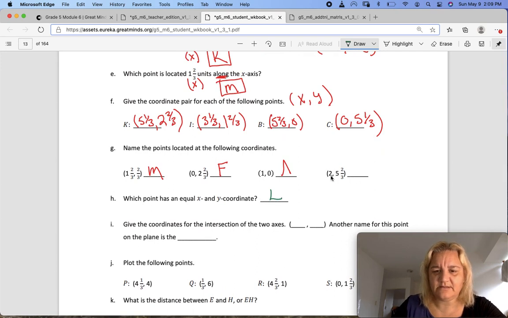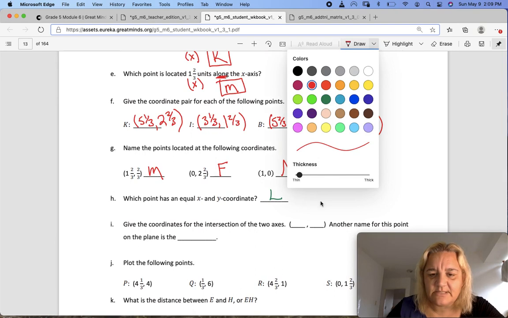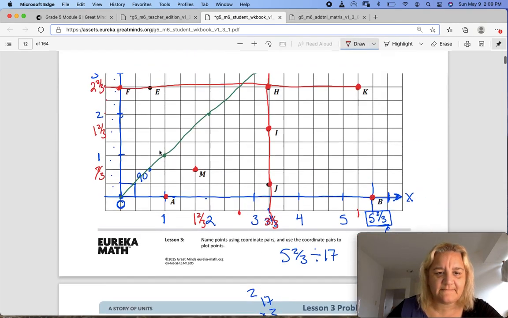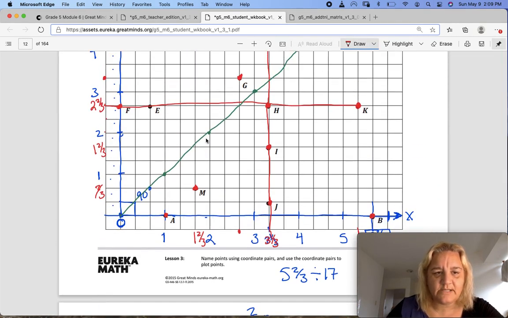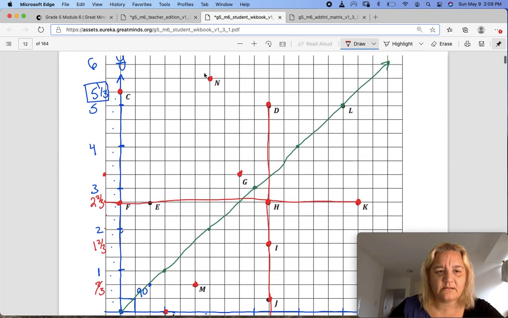Oh, what was that? 2 and 5 2/3. It must have erased because I know we did it. 2 and 5 2/3 was N.